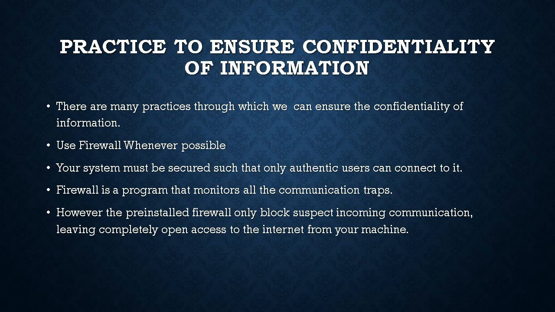Practices to ensure confidentiality of information. There are many ways through which we can ensure the confidentiality of information. We should use a firewall whenever possible. A firewall is already available with the operating system. Suppose you're using a laptop with the Windows operating system; the firewall is inbuilt. You should always keep your firewall on. Make sure you use a firewall every time you browse the internet. Your system must be secured such that only authentic users can connect to it, say by keeping a password on your system, your mobile phone or your laptop. Your system should be secure so that only you can use and connect to it.